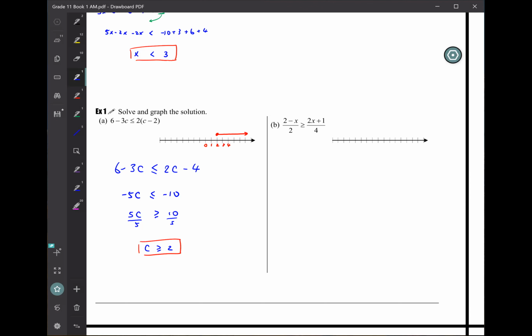Like for the first one, it's 2 over x, 2 minus x over 2. Can you just multiply 2 and then it cancels out or no? If you want to multiply by 2, you have to multiply the other side, right? You've got to do the same thing on both. Oh, yeah. Okay. So what do you think we need to do then to get rid of fractions?